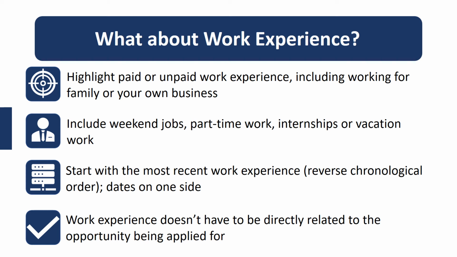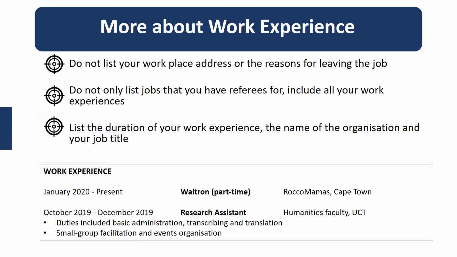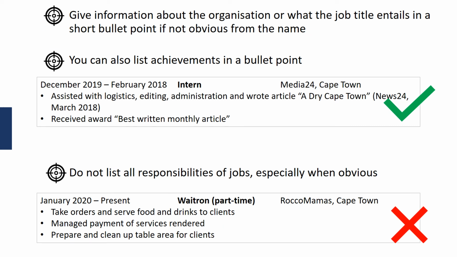What is most important is what you did and what skills you gained, or what skills were enhanced from that experience. You do not have to list the address of the place you worked in or the reasons for leaving the job. You do not have to only list jobs you have referees for, as all of your work experiences count. However, what you must list is the duration of your work experience, the name of the organization, and your job title. If it is not obvious what the organization or job entails, it would be helpful to give that information in a short bullet point.